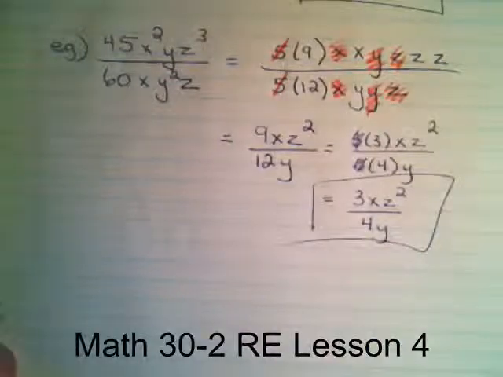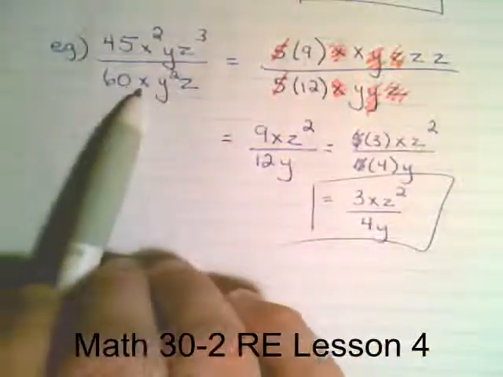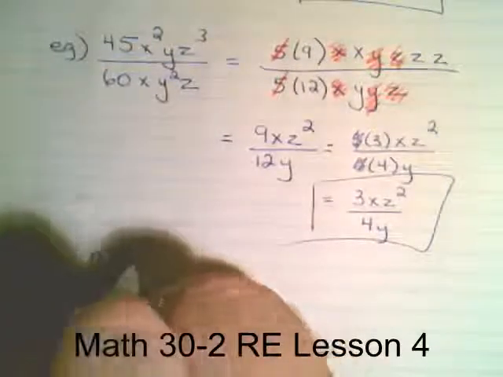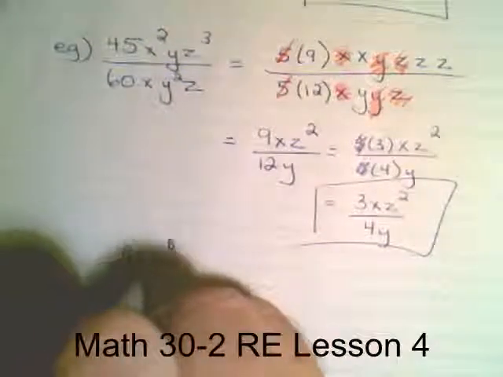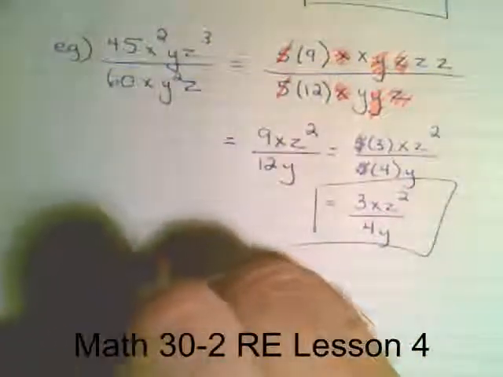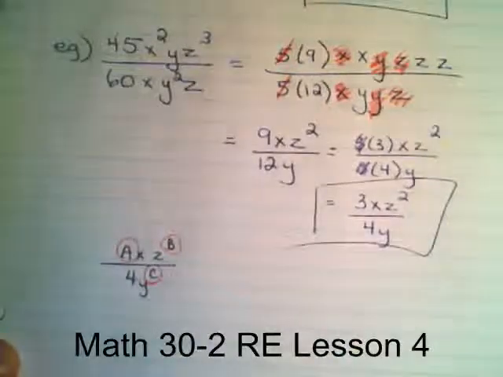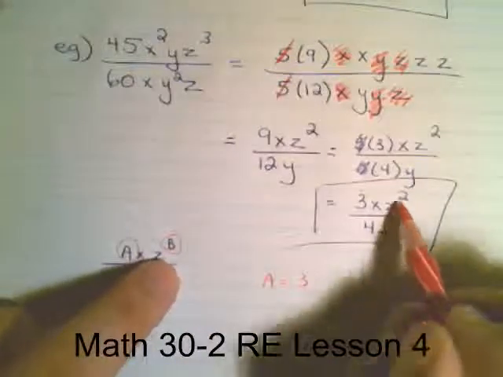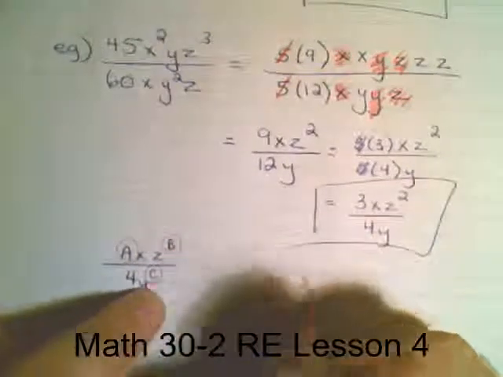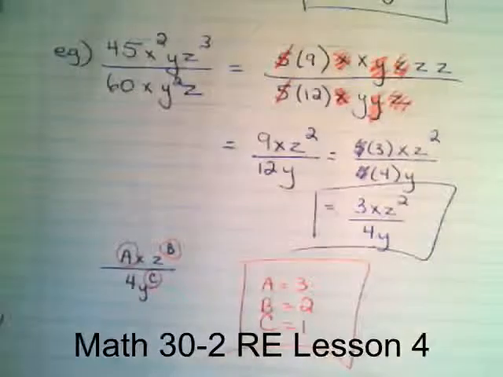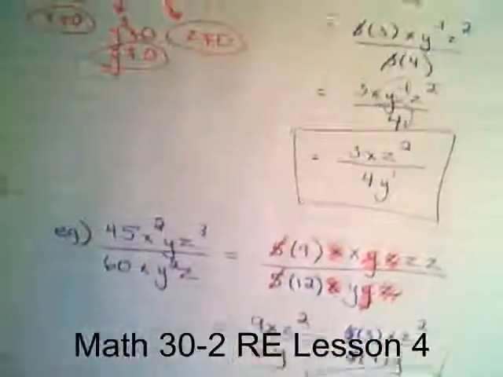That's the situation there. Now, what sorts of things have we seen on diplomas? We've often seen: if that expression is simplified down to the form a x z to the power of b over 4y to the power of c, what are the values of a, b, and c? They're just using spots, a, b, and c. So essentially you have to recognize from here, well, a would have to be 3. b would be the power of z. b would have to be 2. And c would be the power of y. c would have to be 1. And so that's what you'd put in. So those are sorts of questions that you might see.